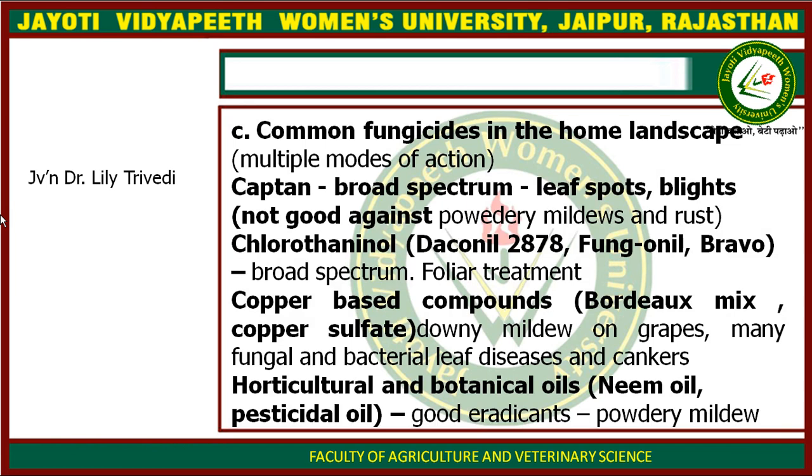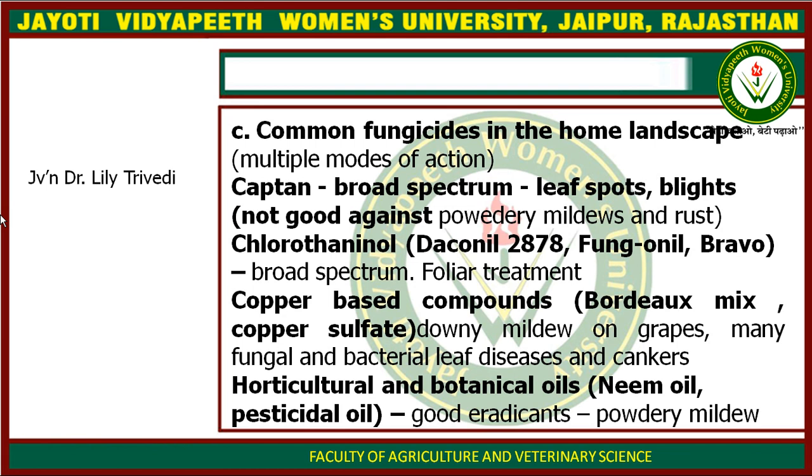Common fungicides in the home landscape, that is multiple modes of action. We have Captan, that is a broad spectrum. It acts on the leaf spots, blights, but is not good against powdery mildew and rust. Chlorothalonil, Daconil 2787 Bravo is a broad spectrum and is used for foliar treatment.